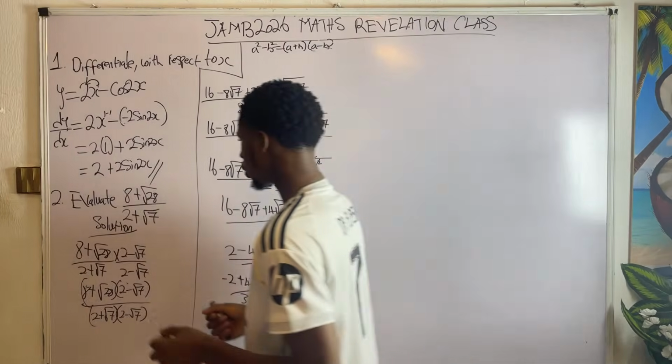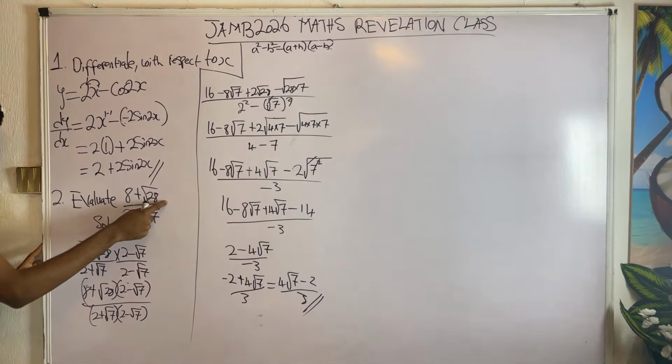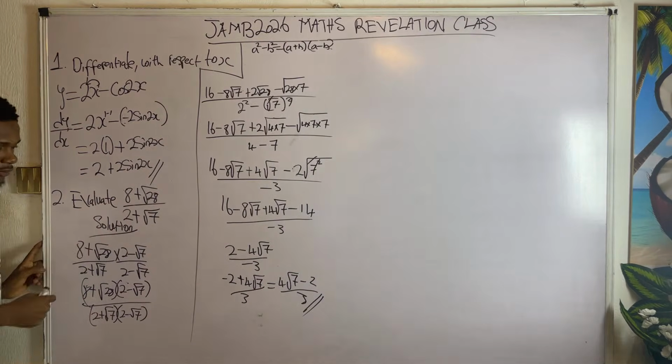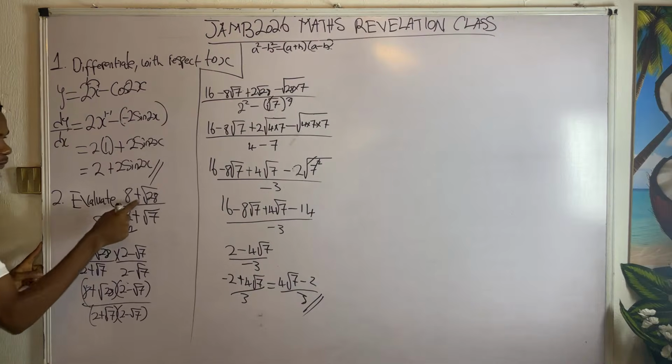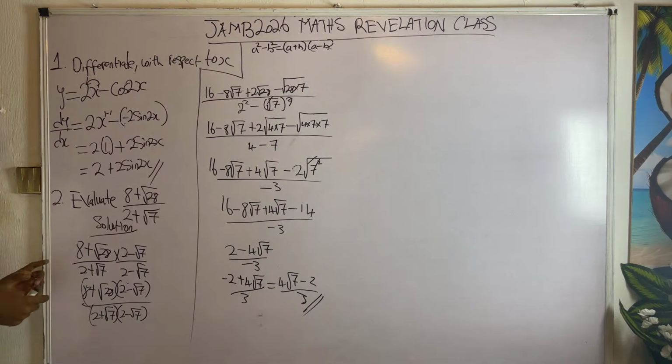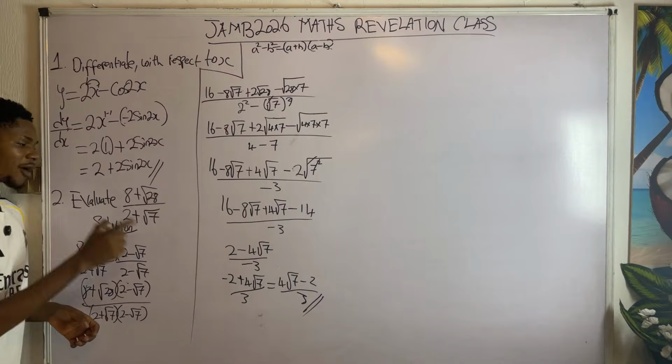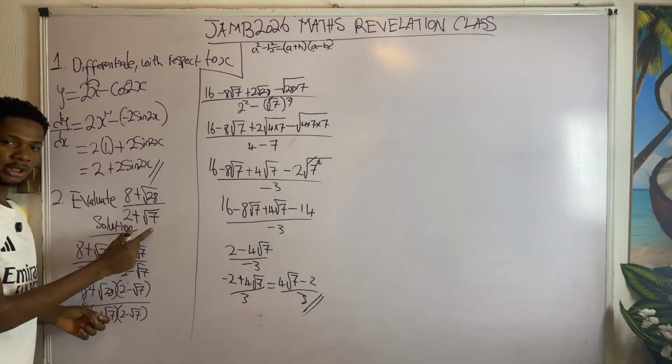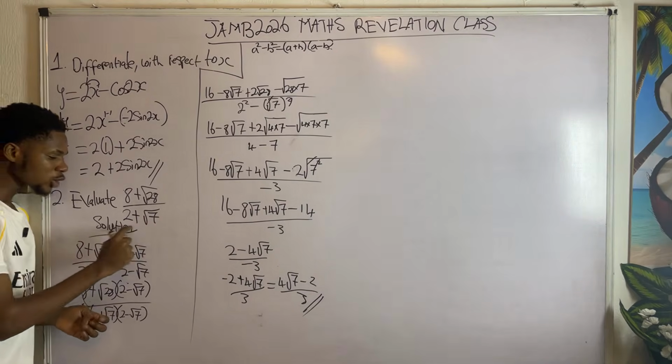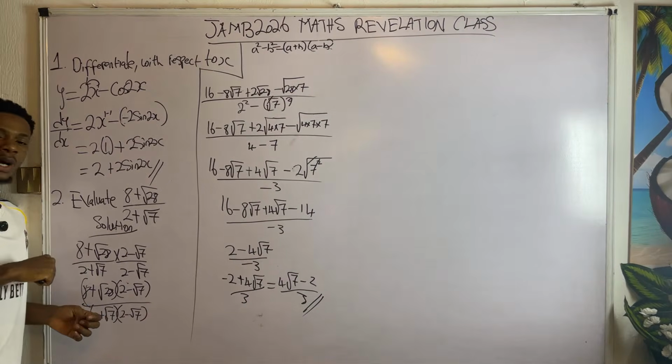So for question 2, we're having (8 plus root 28) divided by (2 plus root 7). Okay, that's what we are having. Now, how do we solve it? Whenever you're having a sum and you're seeing a denominator like this, what is the denominator? We're having a square root in the denominator. What are we going to do?